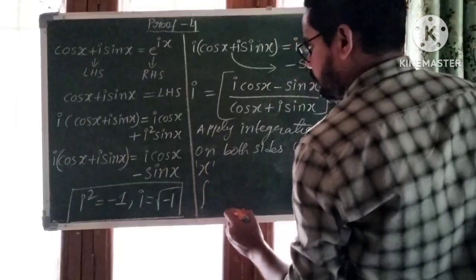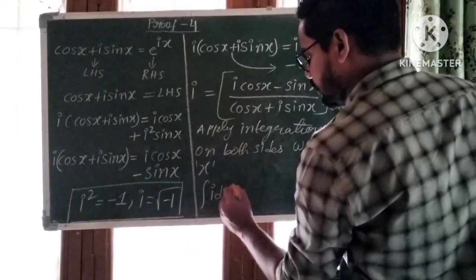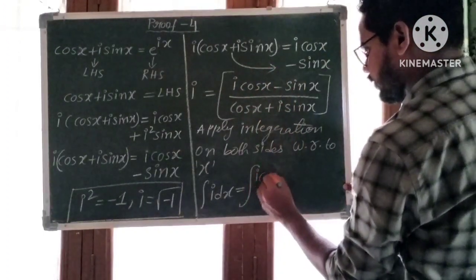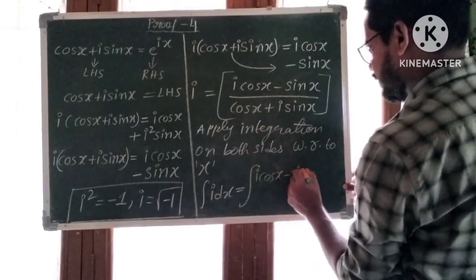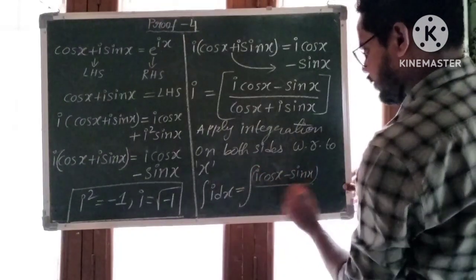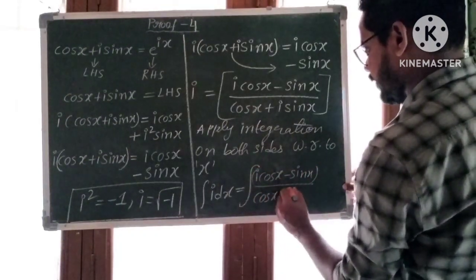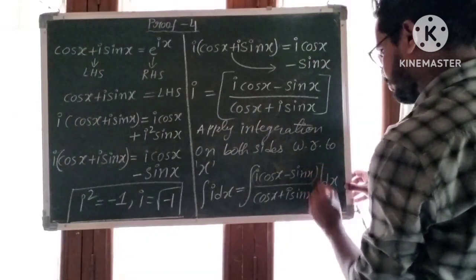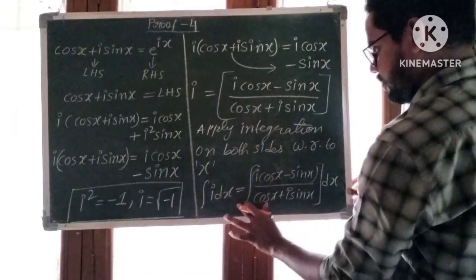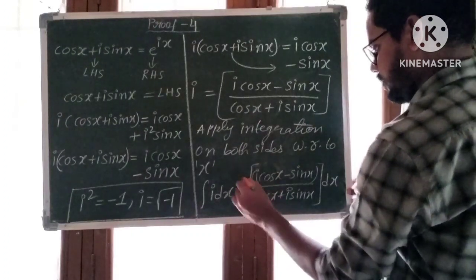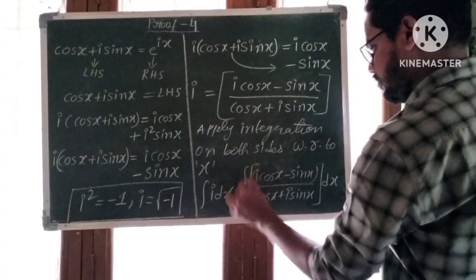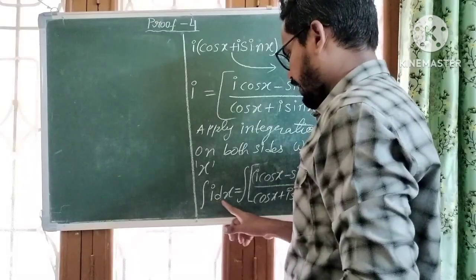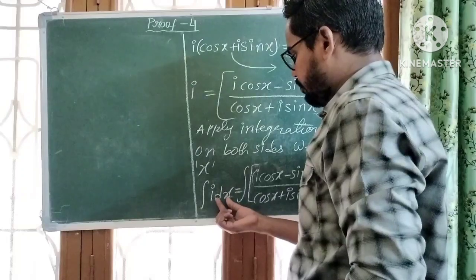So the integral of i with respect to x, dx, is equal to the integral of i cos x minus sin x by cos x plus i sin x into dx. Here we are doing integration with respect to x.